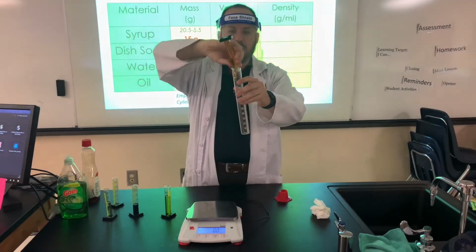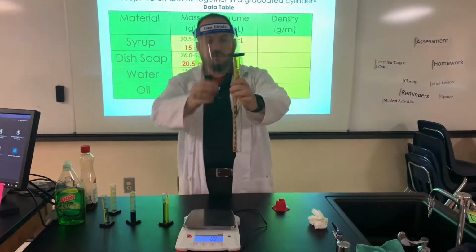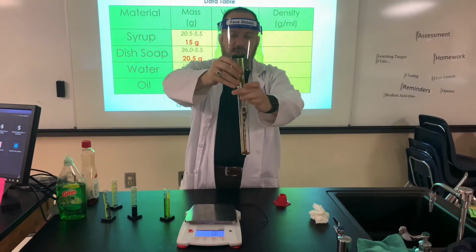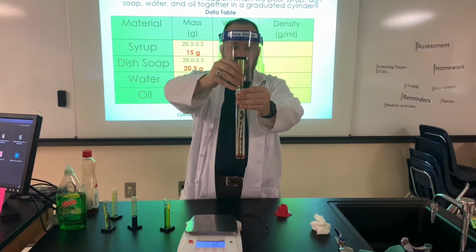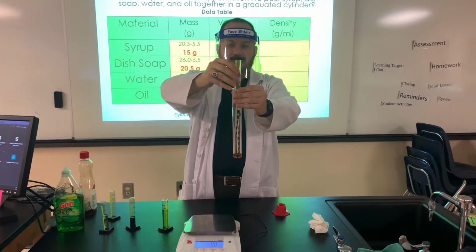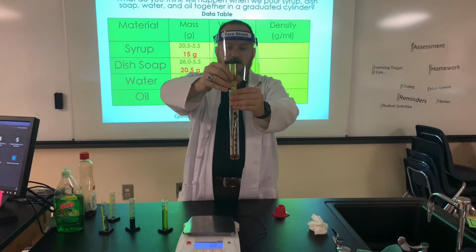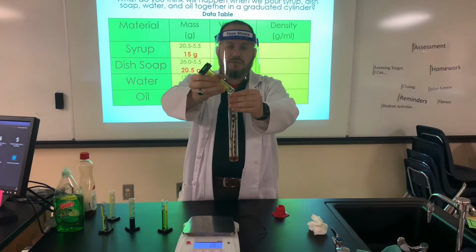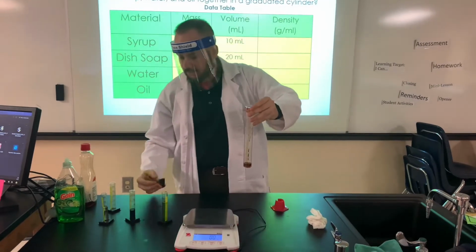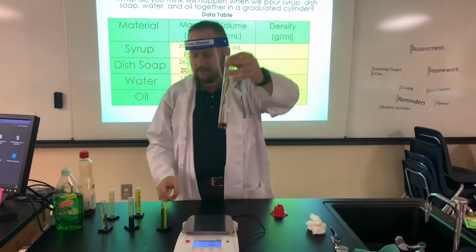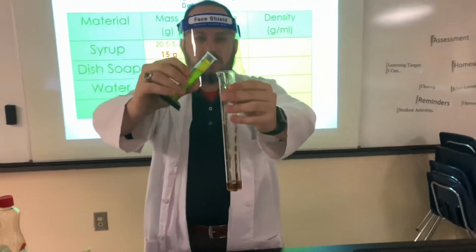So here's our syrup. I'm going to try to add as much as possible in here. It's going to run down the sides. Try to get as much out of this smaller graduated cylinder into the big one. We might not get all of it in there, but that's okay. We'll still be able to see what's going to happen. That's going to continue to run down the sides a little bit. So there's my syrup.